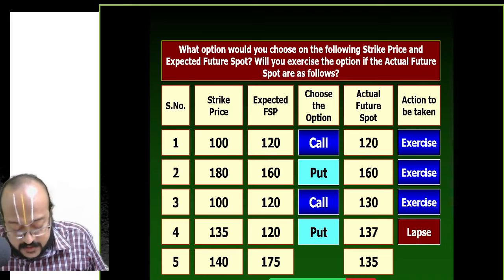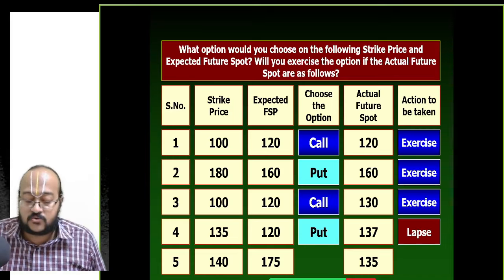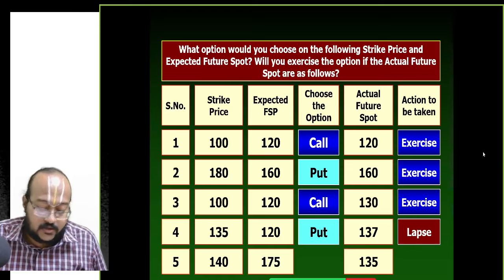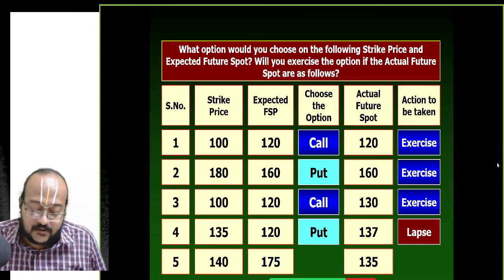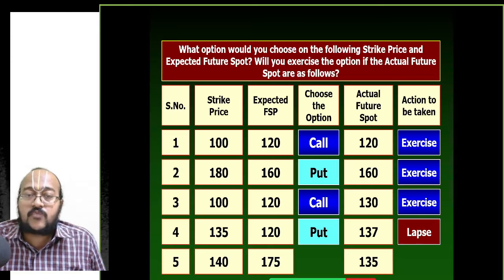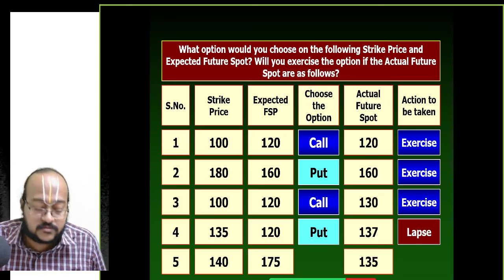Come to last scenario. What happens? Strike price is 140. Swamiji is too bullish. 175. With due respect, he buys again. Takes what option? Take position in what option? Call option or put option?